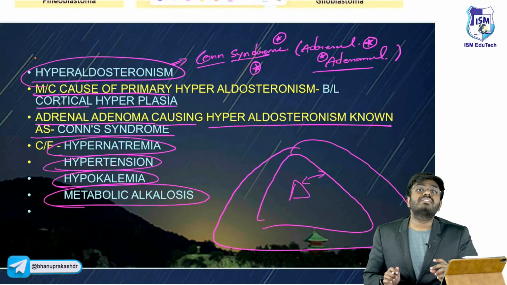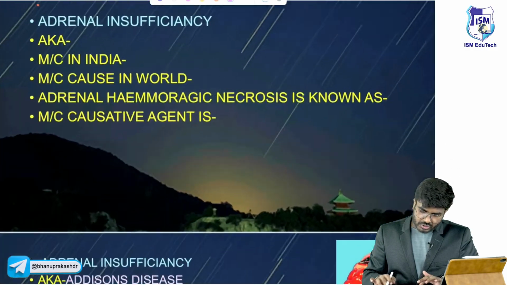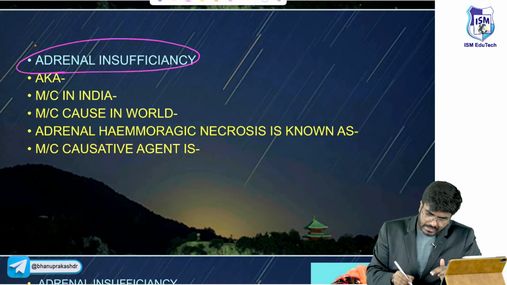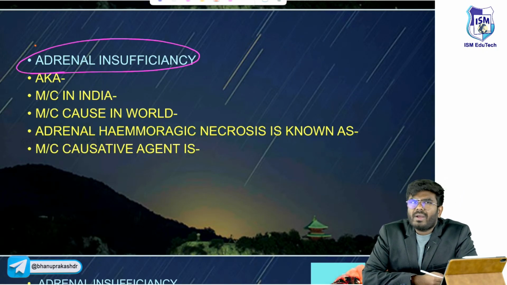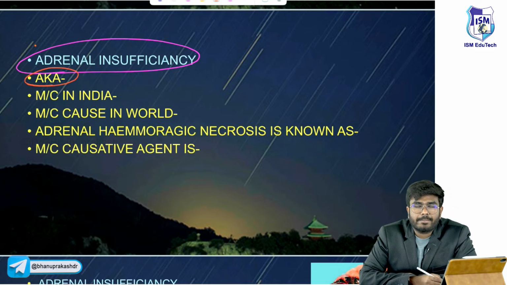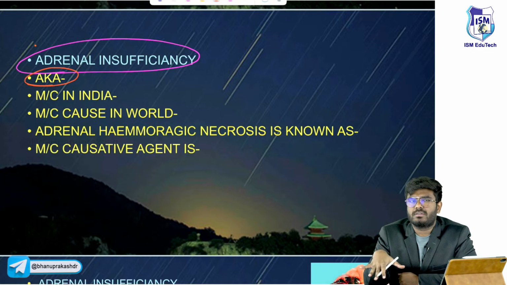Now, what happens if the adrenal gland is totally damaged, leading to adrenal insufficiency? So the next and last topic is adrenal insufficiency. What exactly is this? Adrenal insufficiency is also called AKA. Normally insufficiency means less, subtraction, but in the name it will sound like addition.